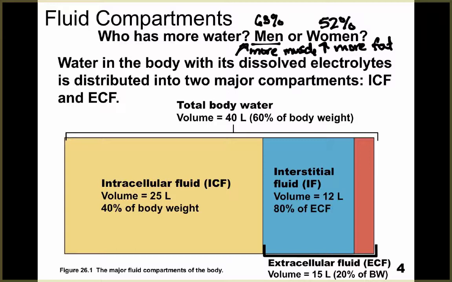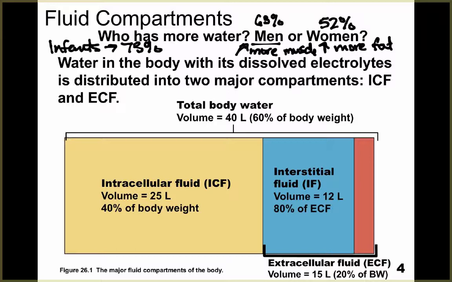Now, if we're looking at age, who do you think has more water? Babies, children, or adults? The idea, guys, is that infants actually contain the most water by weight, up to about 73% water.